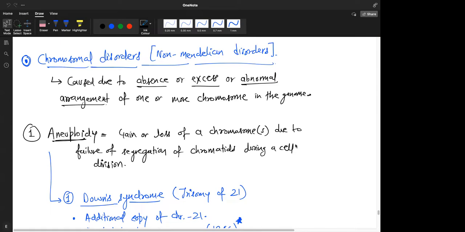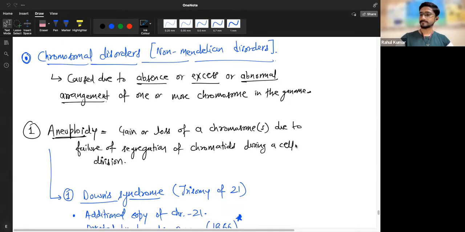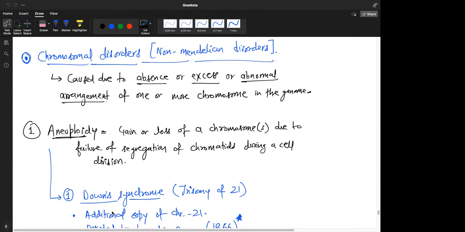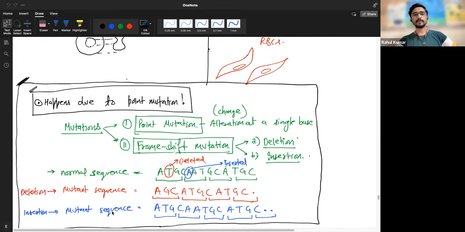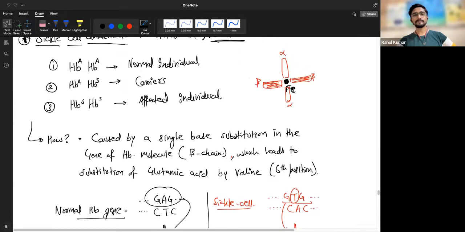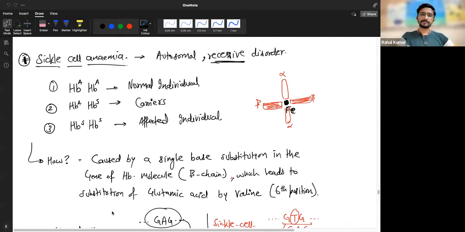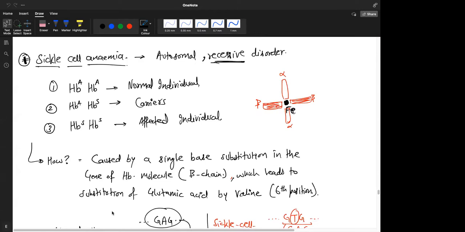Yes, very good. Would you like to give me a brief recap of chromosomal disorders? Last class we started with sickle cell anemia, which is an autosomal recessive disorder. Sickle cell anemia is an autosomal recessive disorder. HbA HbA indicates that the individual is normal, HbA plus HbS indicates the carrier for sickle cell anemia, and HbS HbS indicates that the individual is affected with sickle cell anemia.